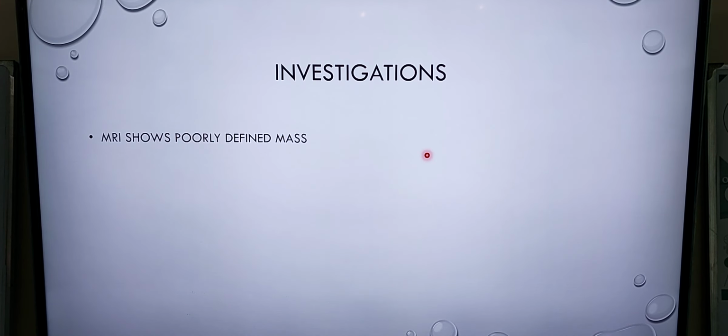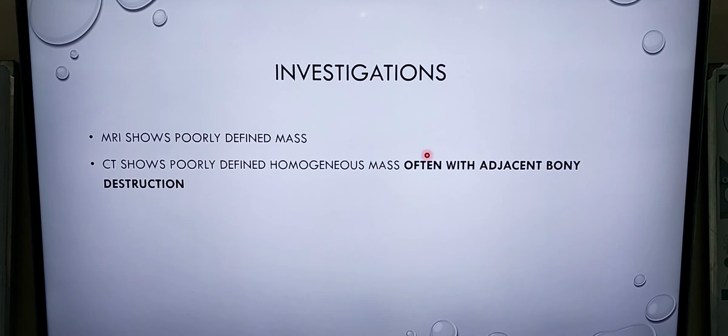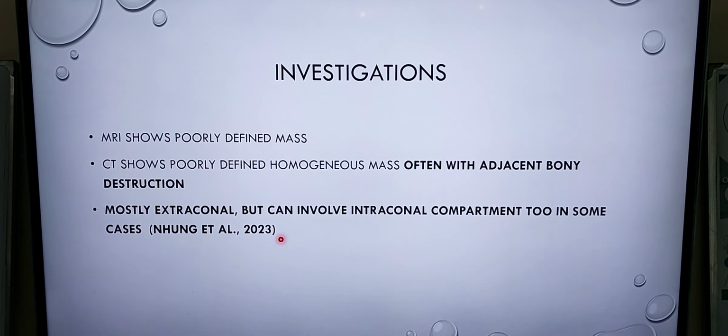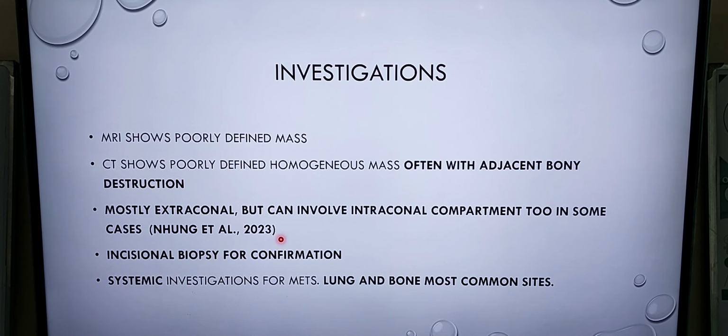Coming to investigations, the MRI shows a poorly defined mass. CT also shows a poorly defined homogeneous mass with bony destruction as shown previously. The mass is mostly extraconal but can sometimes involve the intraconal compartment, and sometimes both these compartments may be involved simultaneously. For confirmation, obviously you will need a biopsy, and for systemic metastasis you have to perform investigations. The major sites are the lung and bones.